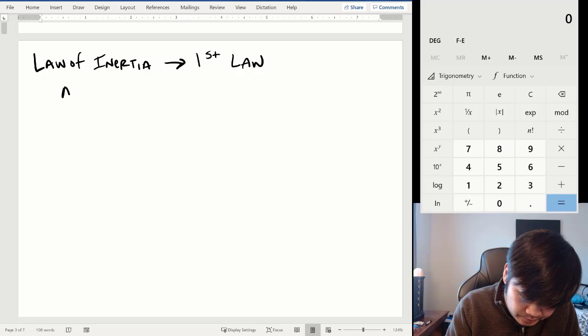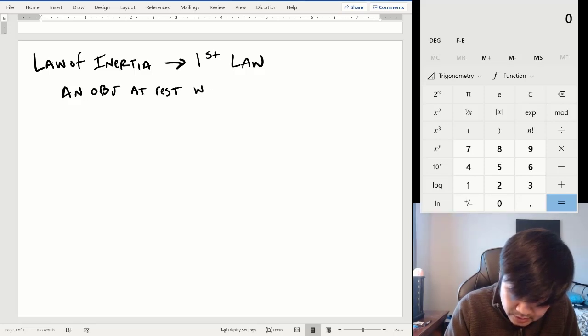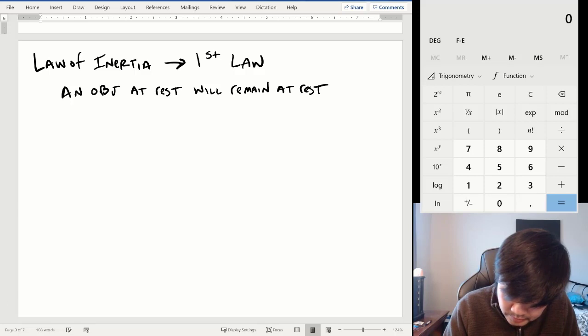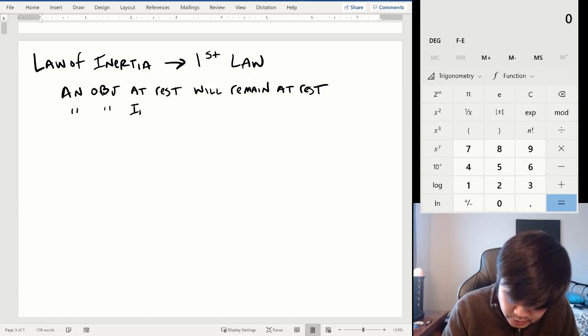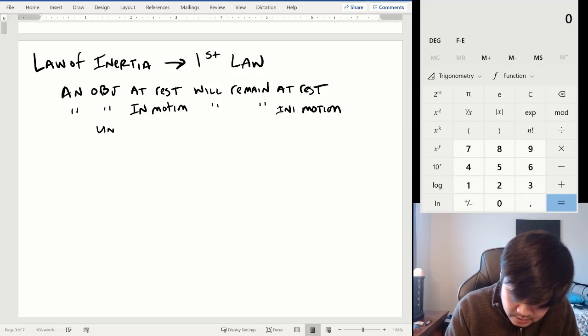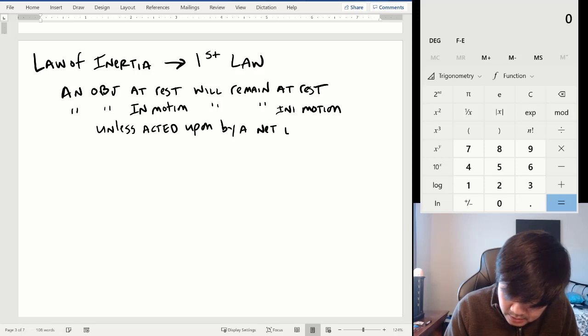So, an object at rest will remain at rest. And an object in motion will remain in motion, unless acted upon by a net external force.